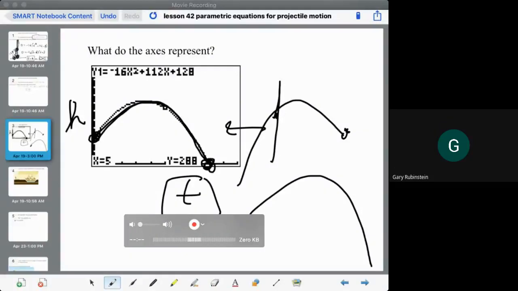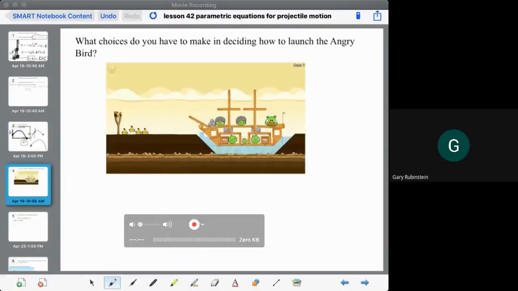Now, today we're going to see how parametric equations can be used to answer questions about predicting locations of projectiles, things that get thrown to the right with some sort of initial force, an angle, and an initial height. And it will remind you a lot of the game Angry Birds.